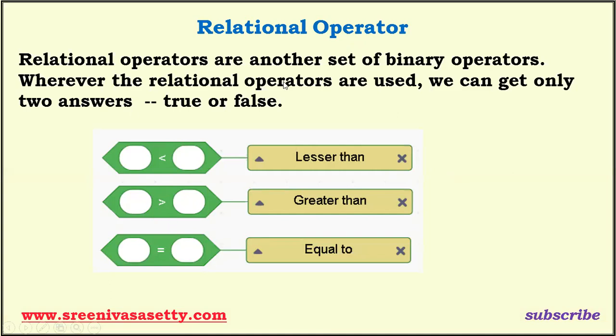Relational operators are another set of binary operators. It's called a binary operator because we require two data, here data one and data two, number one and number two. It may be a variable or it may be a constant. So what is the outcome? The outcome is either true or false. It's going to compare two numbers or two data, and accordingly return a value called true or false. Later, we can make decisions on this basis.